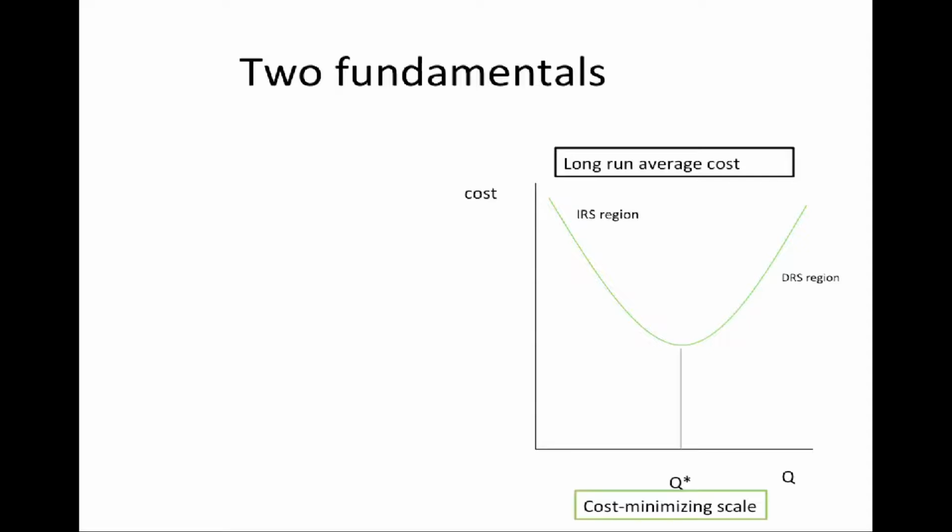In the middle we have, sort of a Goldilocks point. Q star is the quantity of output that minimizes the cost of the operation. And so that would be the efficient scale for the firm depicted in this diagram.